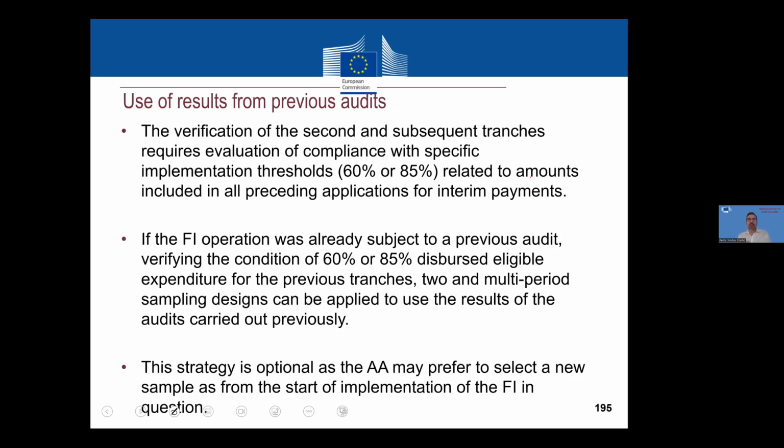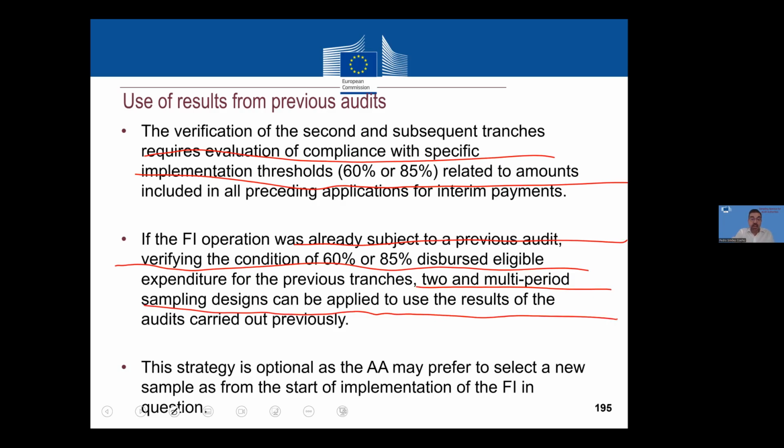During this verification of the implementation thresholds, may you use the results from previous audits? Of course. The verification of the second and following tranches requires, as you know, the evaluation of compliance with some implementation thresholds, and these thresholds are 60% and 85% respectively, related to the amounts included in the preceding applications. If the financial instrument operation was already subject to previous audit, verifying the condition of 60 or 85% of expenditure for previous tranches, then 2 or even 3 period sampling designs can be used.